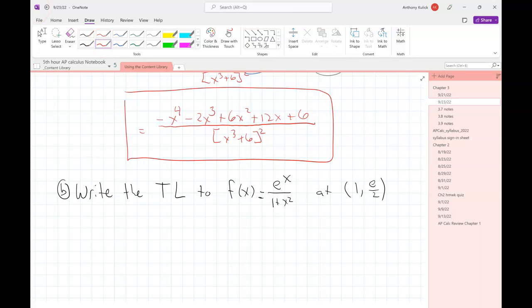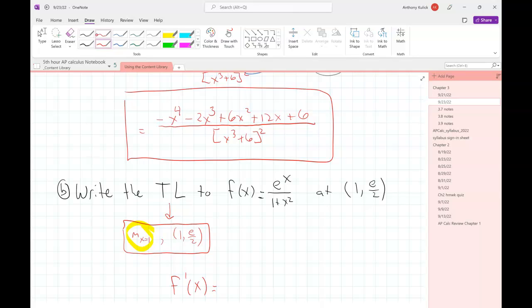All right, let's say I want to write the tangent line to this function f of x at the point 1 comma e over 2. If I want the tangent line, what do I need? Yeah, I need the slope here at this point, x equals 1, and then I need the point that I'm given. Everybody agree with that? So the only thing I really need to get is that slope. To get the slope, I need the derivative. So let's do that.